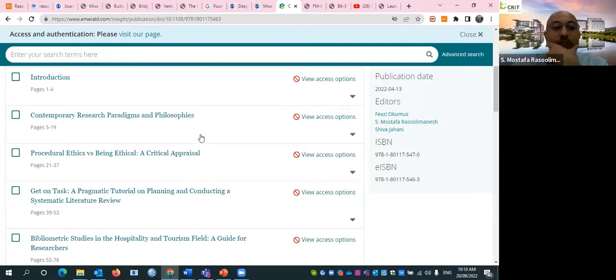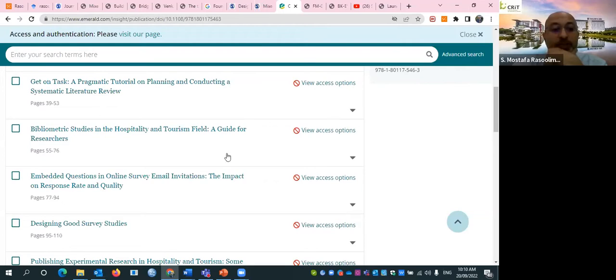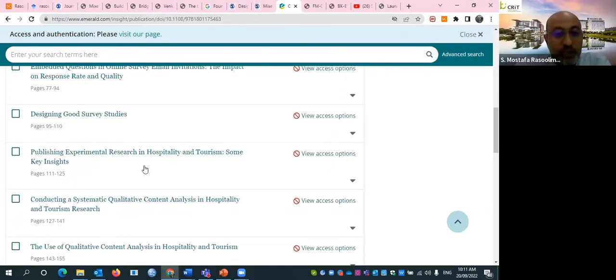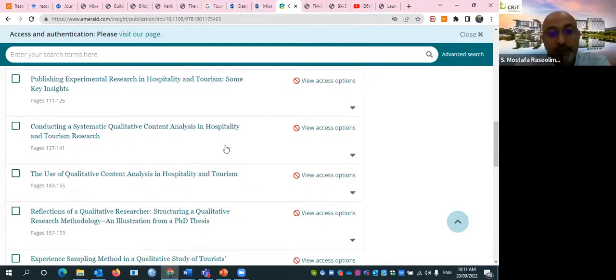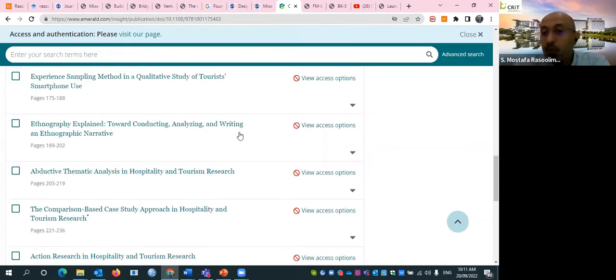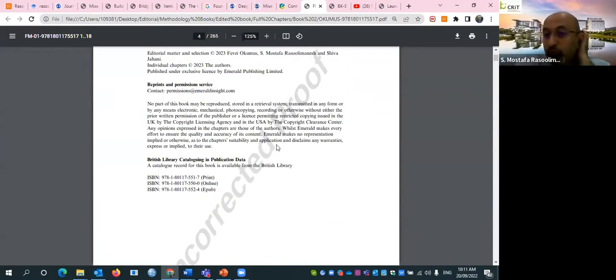Here we discuss topics related to contemporary research method, research paradigm and philosophy, research ethics, literature review, bibliometric analysis, and some fundamental topics on quantitative and qualitative research, like survey and experimental research, and qualitative content analysis. This is the first book, already published in April. We have two more books on research method. We started this project two years ago to publish one book, but it ended up as three books.